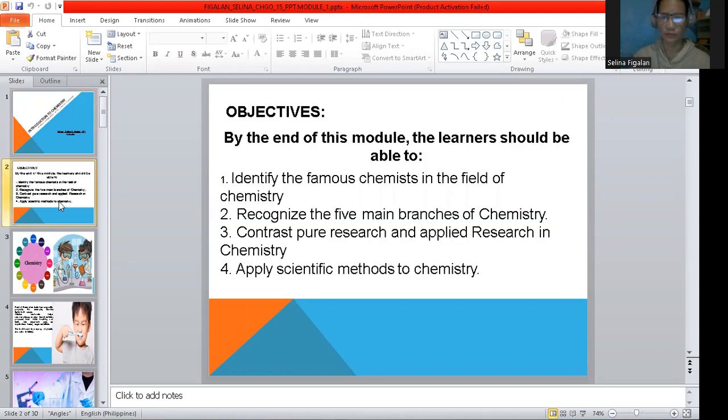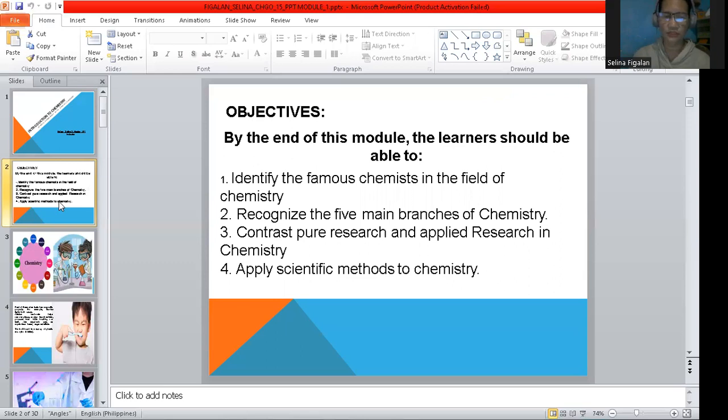Okay. By the end of this module, the learner should be able to, first, identify the famous chemists in the field of chemistry. That is the reason why in the overview of your chemistry, there are different famous chemists that I placed there. The second one is to recognize the 5 main branches of chemistry. So there are 5 branches of chemistry: organic, inorganic, physical, analytical, and biochemistry.